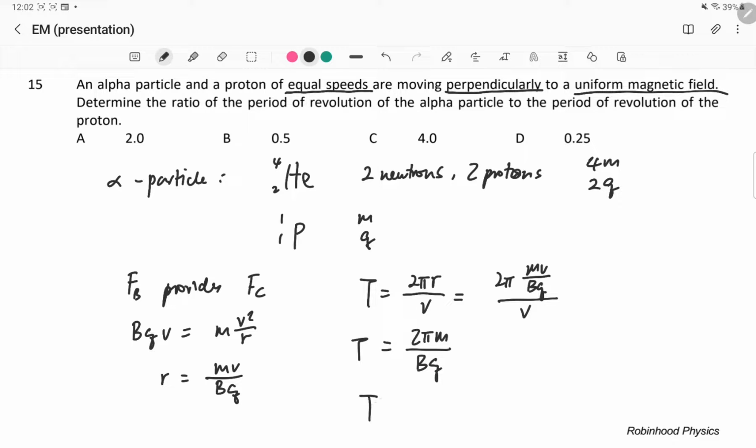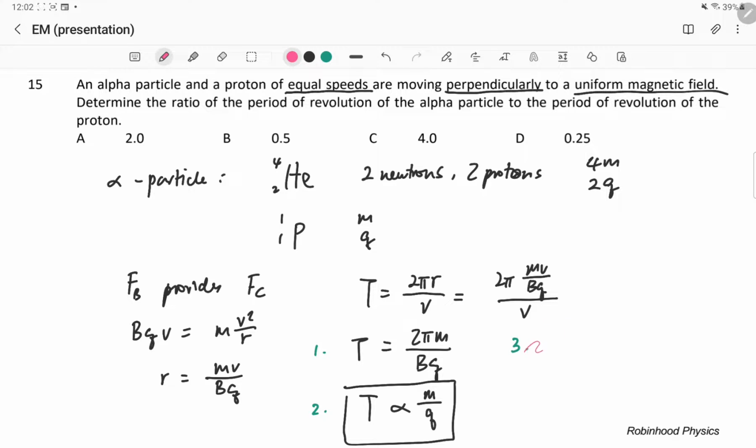So we see that T is actually proportional to m over q, because the other terms are constants. We always want to get to the equation, then the proportion relationship, then the ratio. This is a standard operation.